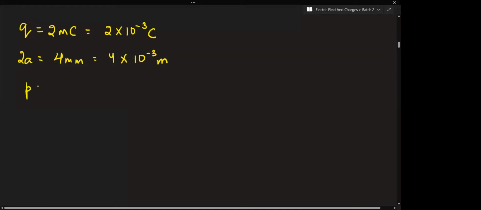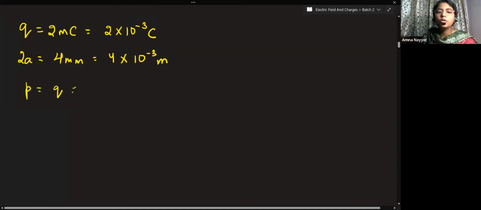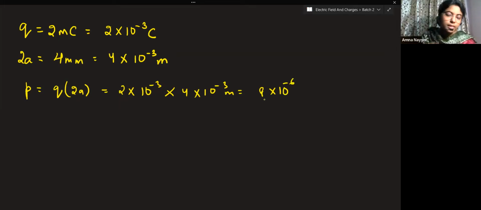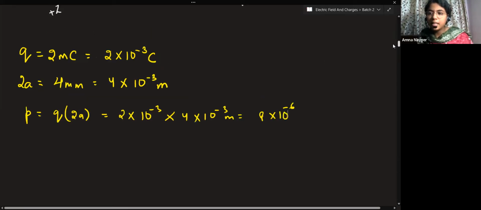Okay. So the dipole moment P is Q multiplied by 2A. Now this becomes easy. Charge is 2 into 10 to the power minus 3. 2A means the separation between the two charges, which is 4 into 10 to the power minus 3. That becomes 8 into 10 to the power minus 6. Now, writing this is not sufficient, because as we have discussed in today's class as well as in the previous class, the dipole moment is a vector quantity and it has a direction.